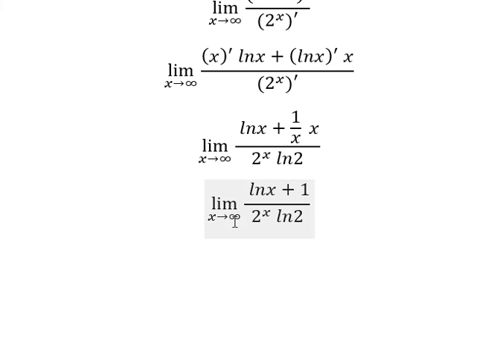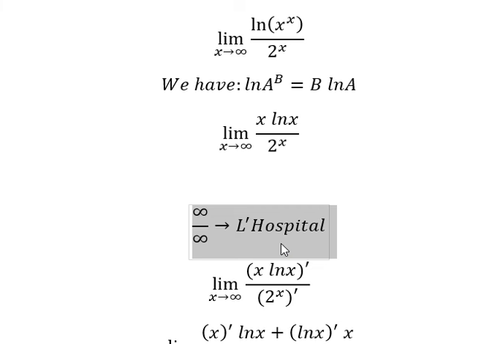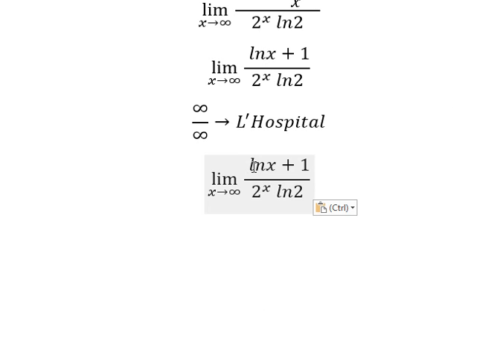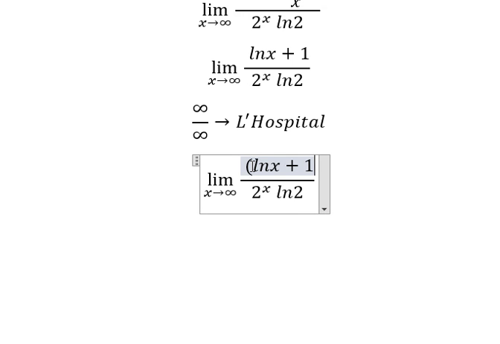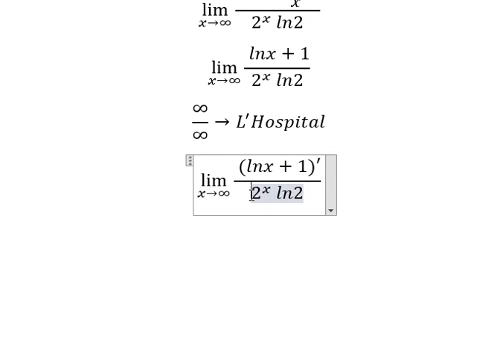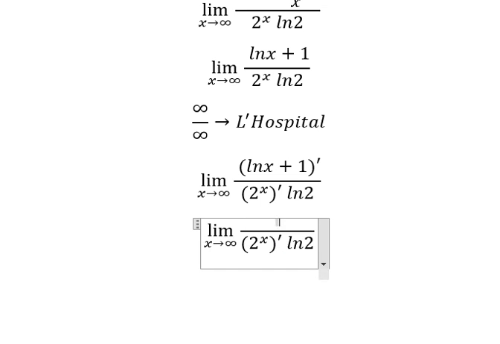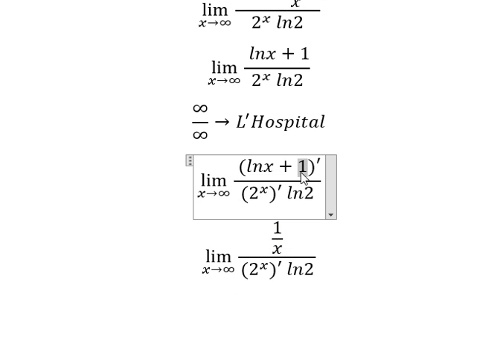Next, when s approaches positive infinity, this one will go to positive infinity. This one will go to positive infinity. So we can use L'Hospital's rule again. That means we first take the derivative of this one and this one. The derivative of ln s is 1 over s. This one is a constant, so you get number 0 in here.